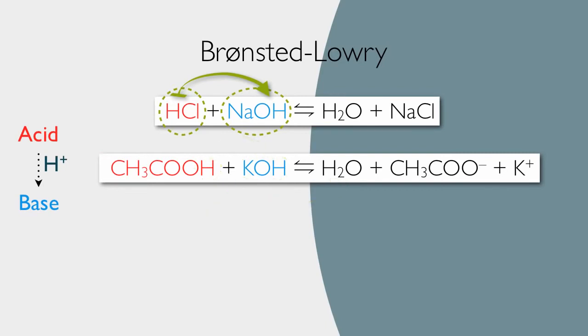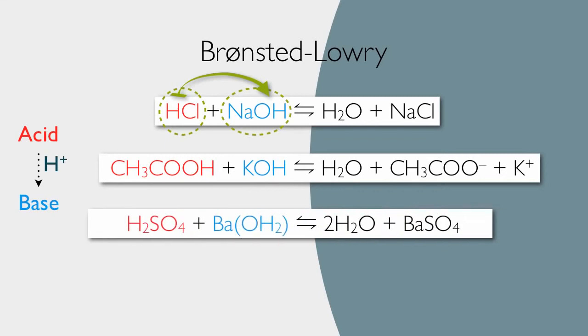In our final example with sulfuric acid and barium hydroxide, I'll leave it to you to see if you can follow the flow of the proton. I'll give you a hint though. The way I presented this reaction, there's actually two protons being transferred from sulfuric acid to the base, barium hydroxide.